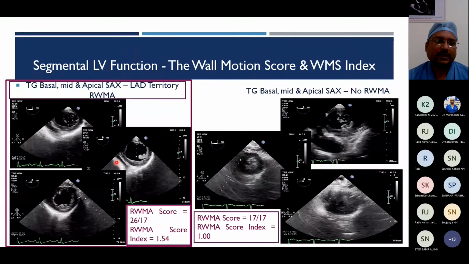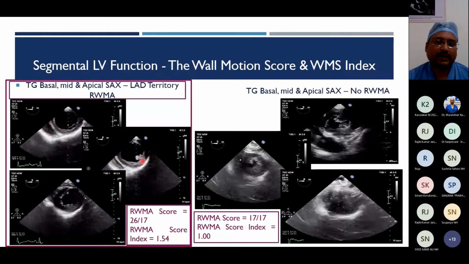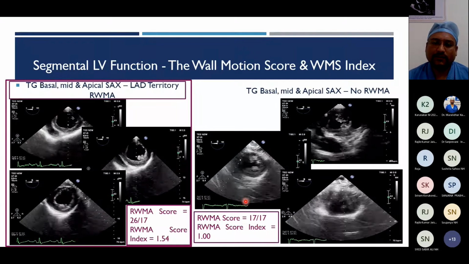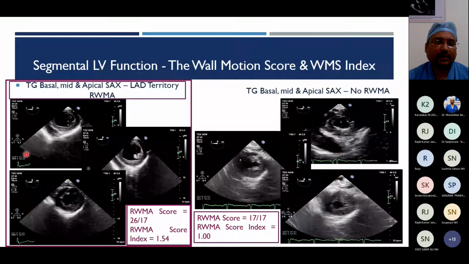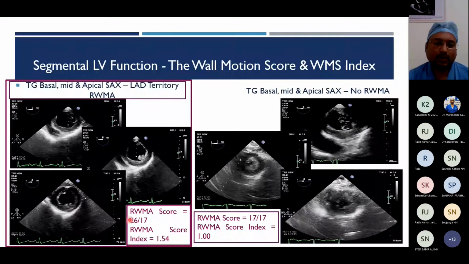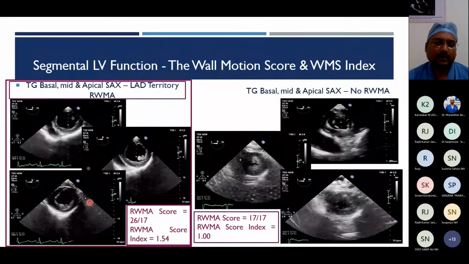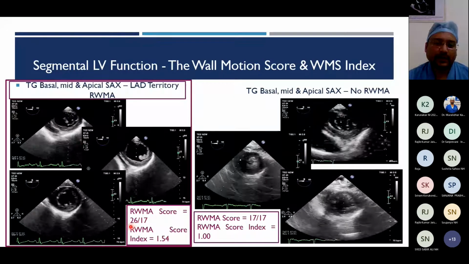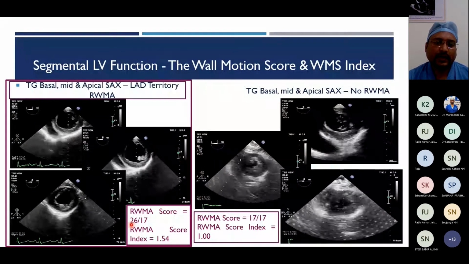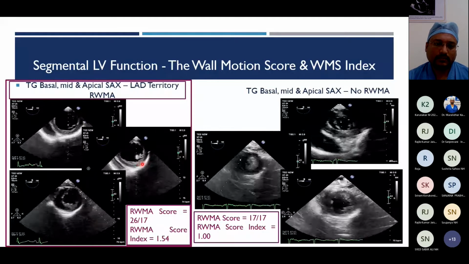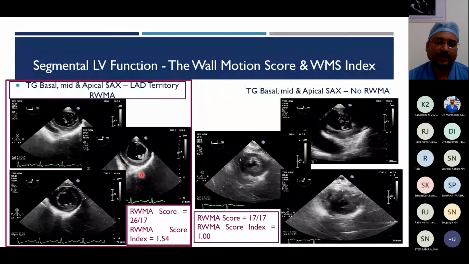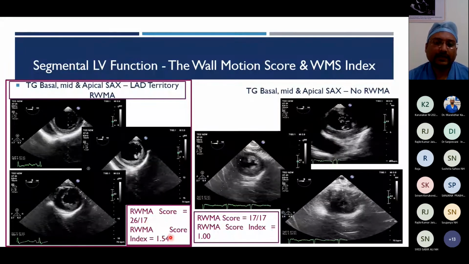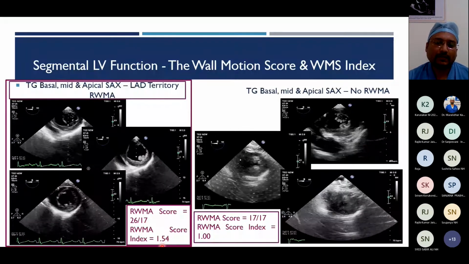Is the same patient having a transgastric basal short axis, mid short axis and apical short axis compared with the normal LV function patient. So if we calculate all the regional wall motions, the score becomes 26 because most of the anterior segments, the LAD territory segments, are infarcted. We gave a score of 3 for all those segments, and if we calculate all the segments, it becomes 26. And if we divide it by 17, the regional wall motion score index becomes 1.54.